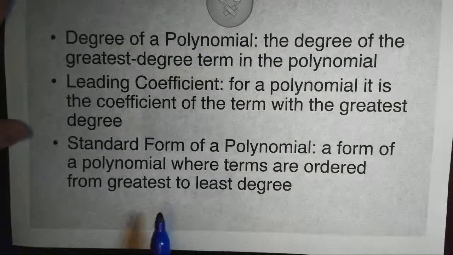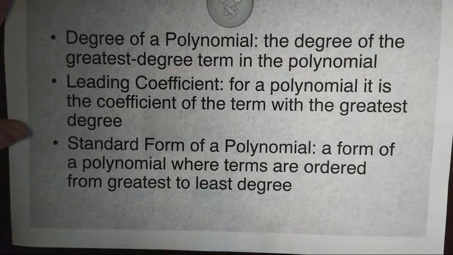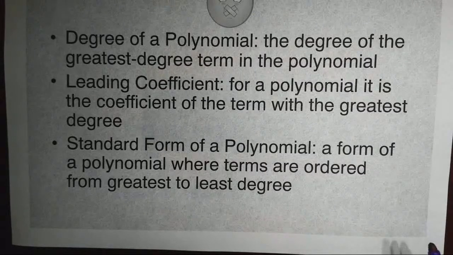The leading coefficient of a polynomial is the coefficient of the term with the greatest degree, because we always order our polynomials from greatest degree to smallest degree. So the leading coefficient would be the coefficient of the term with the greatest degree. So once you find that degree, you use the coefficient of that term as your leading coefficient.